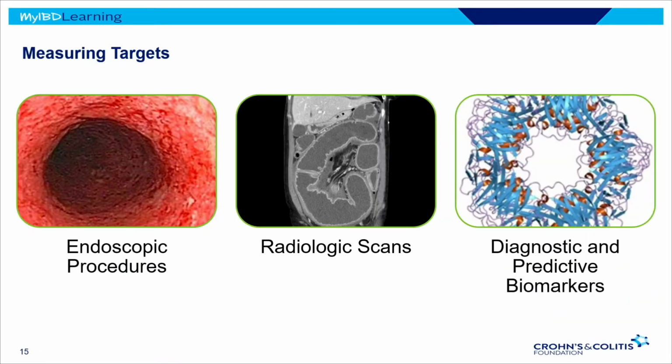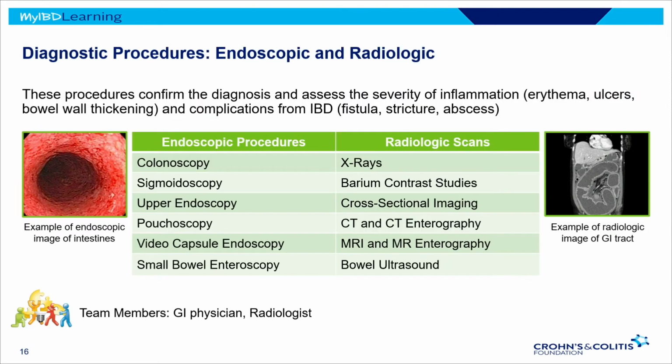So what are some measured targets we want to look at? We look at endoscopic procedures, radiologic scans, diagnostic and predictive markers, and we'll get into some of those examples. For endoscopic procedures, we look at colonoscopy, probably the most common, sigmoidoscopy, which is a shorter colonoscopy, upper endoscopy, pouchoscopy if you had a colectomy or colon removed for severe refractory ulcerative colitis, video capsule endoscopy or pill cam, and small bowel enteroscopy to get further into the small intestine. And for those, that's where you partner with your GI physician.